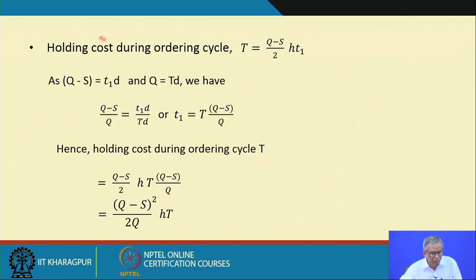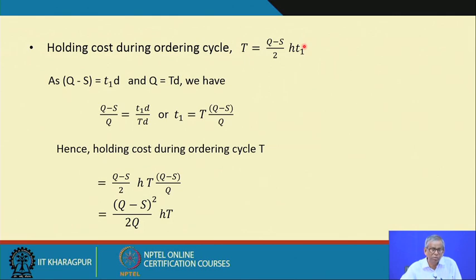So let us first determine the holding cost. The holding cost during the ordering cycle, where the ordering cycle is capital T, consists of two parts, T1 and T2. So T1 plus T2 equals capital T. During this ordering cycle, Q minus S by 2, there is a uniform demand, obviously this is the average inventory, and h is the holding cost per unit per year. So obviously here you need to consider the time component.